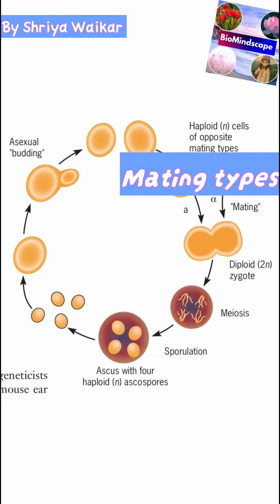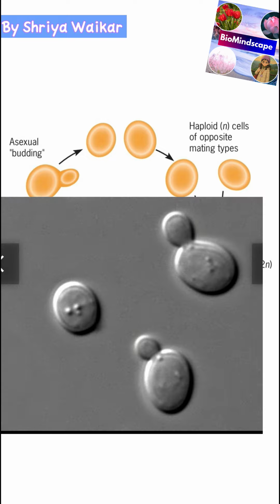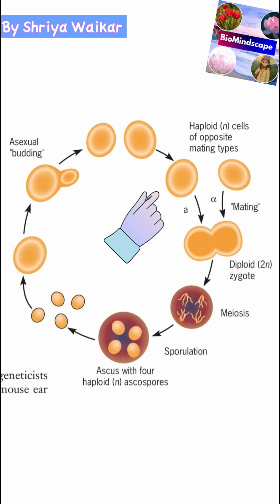And asexual reproduction is by budding, that is a haploid phase, where the haploid yeast cell reproduces by budding, and a small outgrowth bud is formed. The nucleus divides by mitosis, and one nucleus enters the bud and the bud separates, forming a new haploid cell. And this can happen in both haploid and diploid cells.